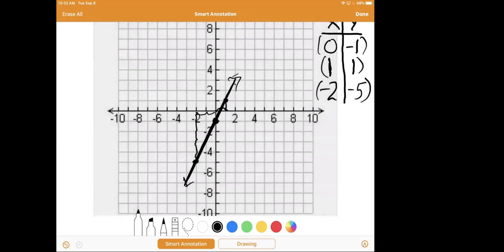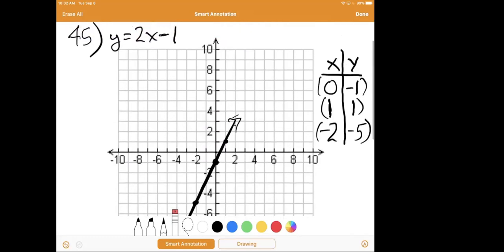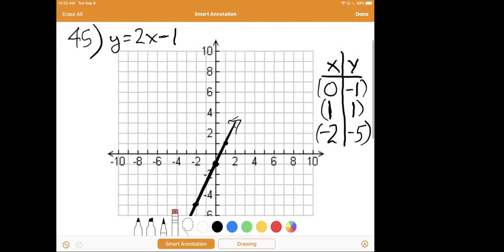If you don't put arrows on the end, I'm not going to count it wrong. But if you forget to graph the line, if you just draw the points and you don't connect the line, you will get it wrong. Also, you don't have to put in the little movements to the left and the right. I put them in just to show you how I was moving on the graph. But that is the picture of the equation y equals 2x minus 1. All right. Does anybody have any questions about that?